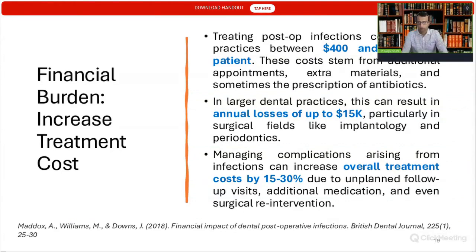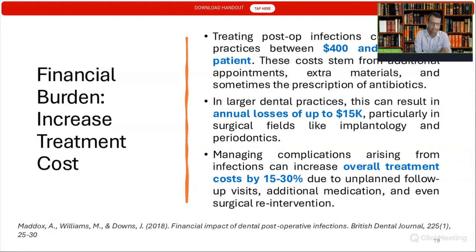Financial burden. Imagine treating a post-op infection can cost a dental practice between $400 to $600 per patient. And that's a huge amount, because these costs come from additional appointments, extra clinical materials used, and sometimes prescription of antibiotics. In larger dental practices with multiple offices, we can observe annual losses of 15,000 US dollars. And managing these complications arising from infection can increase the overall cost of a dental procedure by almost 10 to 15%.